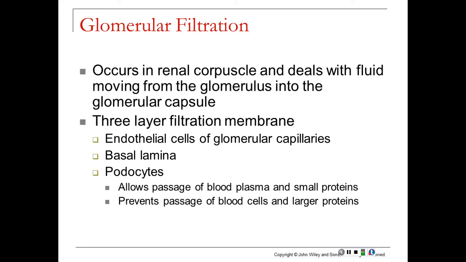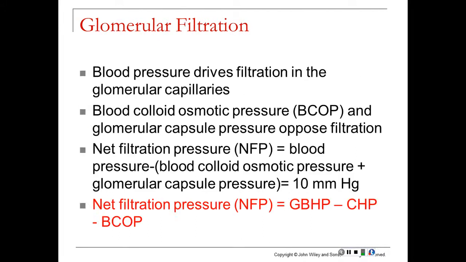There's a 3-layer filtration membrane. First, you have those endothelial cells of the glomerular capillaries. Then there's a layer of basal lamina, like a little basement membrane there. And then you have podocytes. Podocytes are those large cells that have those kind of fringed ends to them, allowing the passage of blood plasma, as well as small proteins, to get through into the glomerular capsule. It's also going to prevent the passage of blood cells and larger proteins.